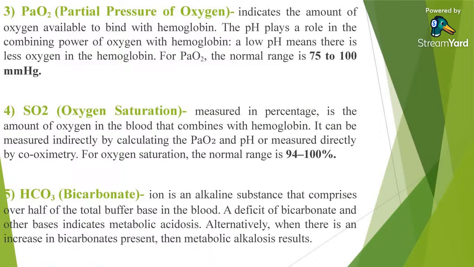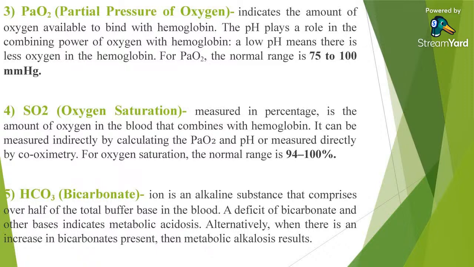Next one is your PaO2, the partial pressure of oxygen, which indicates the amount of oxygen available to bind with hemoglobin. The pH plays a role in the combining power of oxygen with hemoglobin. A low pH means there is less oxygen bound to the hemoglobin. For partial pressure of oxygen, the normal range is 75 to 100 mm of Hg.